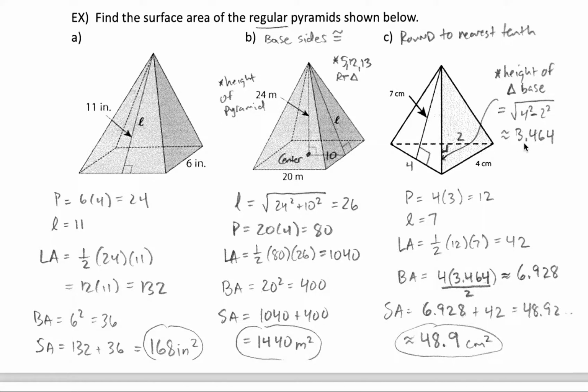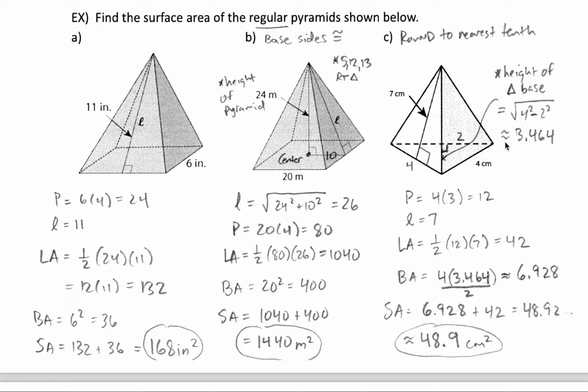We get about 3.464, and because we're getting a decimal value that I need to use in additional steps, I don't want to round it too early here. I want to keep at least 3 decimal places. That'll ensure that I'm staying more accurate than just rounding right now and using that rounded value.